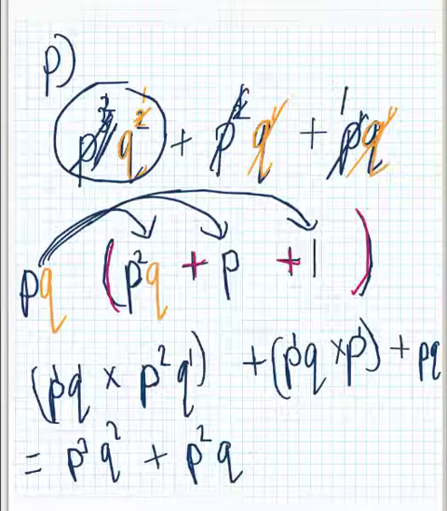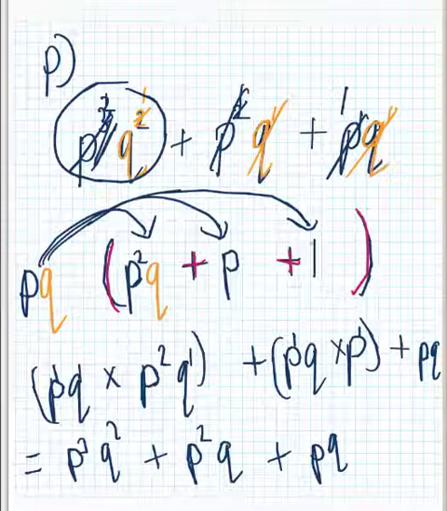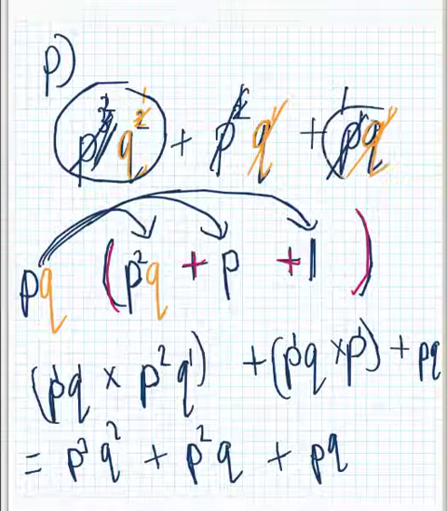And do I have that in the middle? Yes, P squared and a Q. And last one, plus PQ. That was easy, because PQ times 1 is just PQ, and I got PQ there. So I have factorized this correctly.